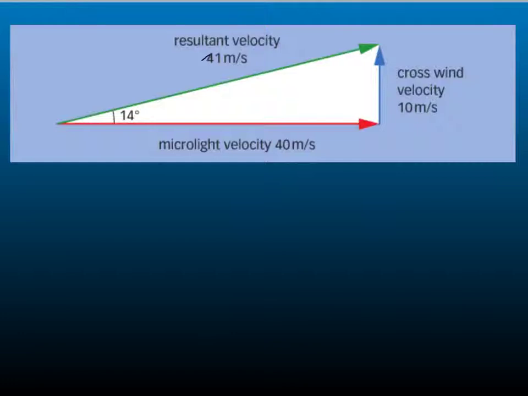So say we don't know what the resultant velocity is, and I set this to the letter R for resultant. We know from Pythagoras that R squared will be equal to the square of this side, which we will call M for microlight, plus the square of this side, which we'll call C for crosswind. So the length of the hypotenuse is the square root of the squares of each side.